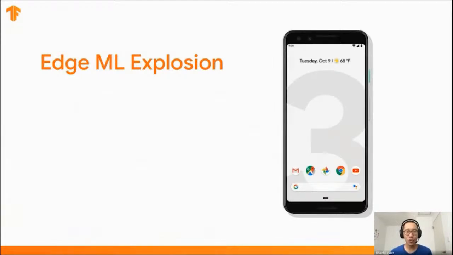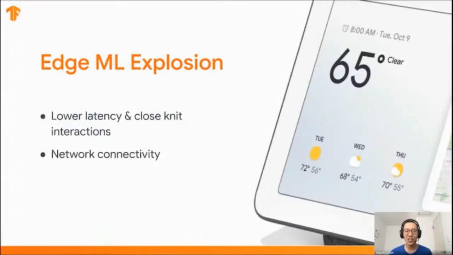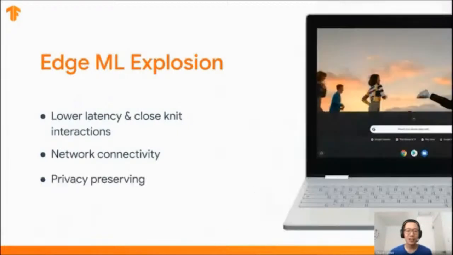And why is it important to run machine learning models on edge devices? The first reason is latency. There are many use cases that require real-time processing of images, for example, and those use cases must run on the device to achieve real-time performance. The second reason is offline availability, so that you can use the machine learning features even when there's no internet connection. And the third reason is to protect user privacy, because you don't need to send sensitive user data to the server for processing.